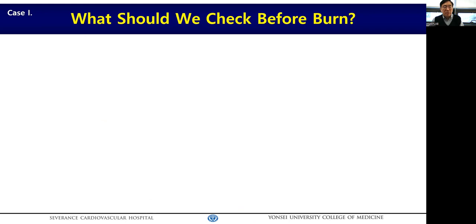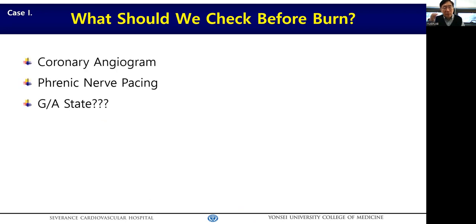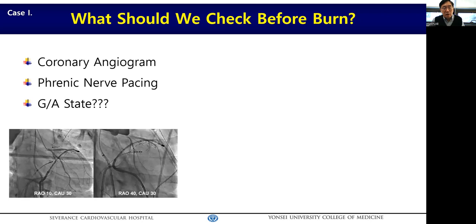So I decided to burn at the epicardium. Before RFN delivery, what should we check? Mandatory. Two things. It is mandatory to check coronary angiogram, and number two, fractional pacing. Coronary artery was separated enough from the VT target site.